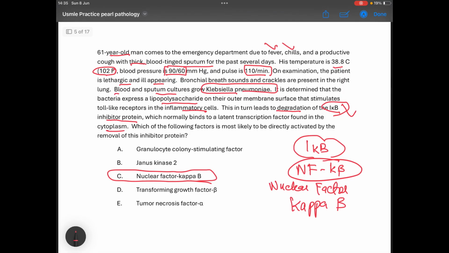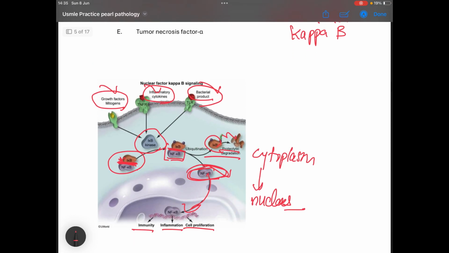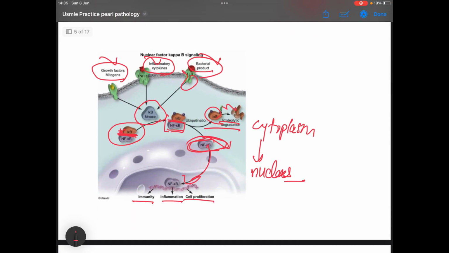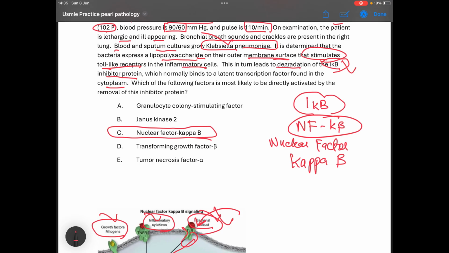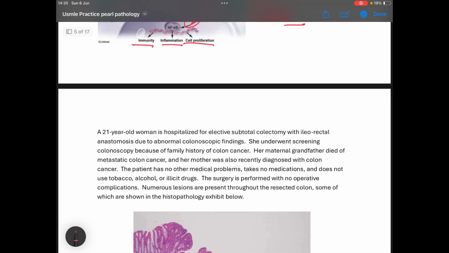In this question, the bacteria produce the inflammation causing the disease, and they also let you know the lipopolysaccharide on the outer membrane surface stimulates the toll-like receptor in the inflammatory cells. These are receptors on which the bacterial lipopolysaccharide comes and stimulates, activating IKB kinase and detaching the IKB inhibitor. They give the whole scenario. If you know that IKB is attached to nuclear factor kappa B, then you can easily pick the right answer. Okay? Now we move on to our next question.